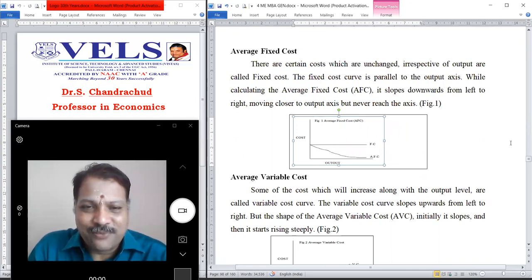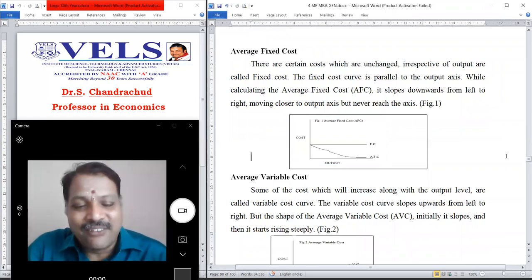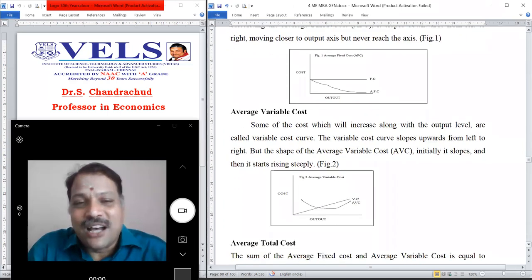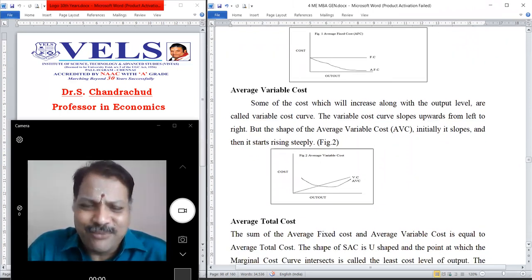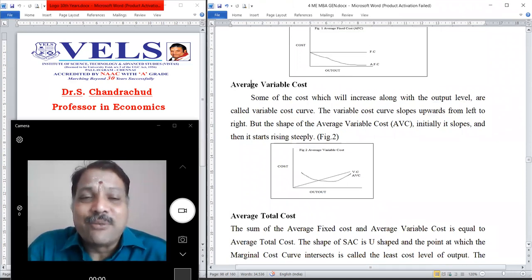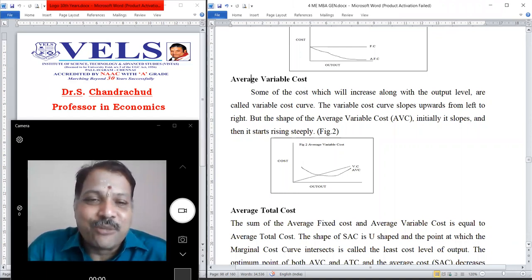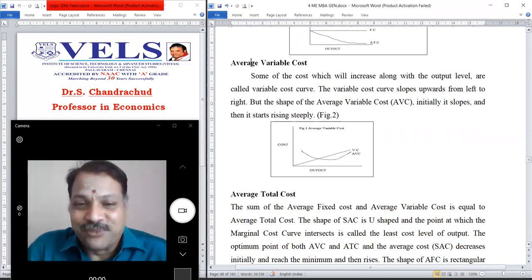Now you can see the diagram. The fixed cost is parallel to the output axis, and the average fixed cost is sloping downwards from left to right. It comes closer, it never becomes zero. Now let us move to the average variable cost. Some of the costs which will increase along with the output level are called variable costs. It can be represented in a curve. The variable cost curve slopes from left to right, but the shape of the average variable cost, AVC, initially slopes down and then it starts rising steeply as shown in the figure.